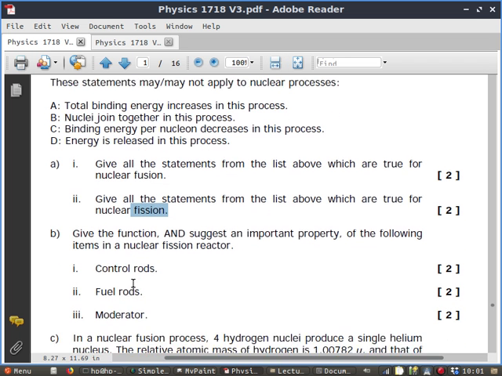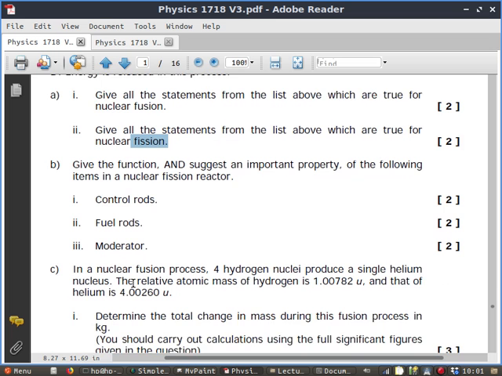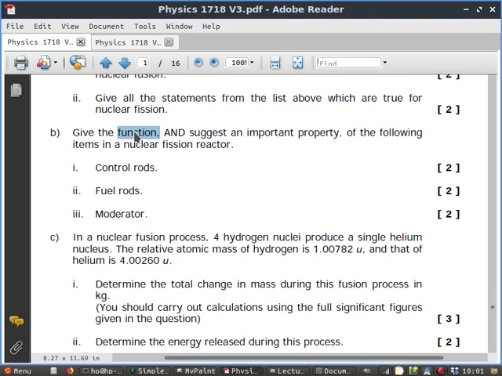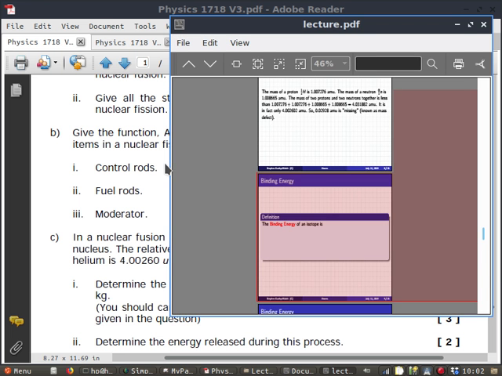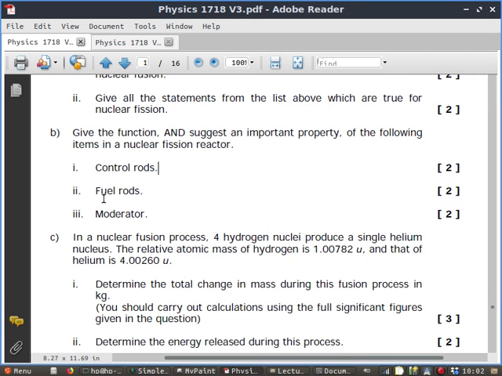Give the function and suggest a property of the following. Okay, so firstly the function and then a property. So what does the control rod do? What's its function? What's its job? Yes, so reduce the real... It should reduce the fission reaction. Yeah, good, okay. And the fuel rod? What's the job of the fuel rod?